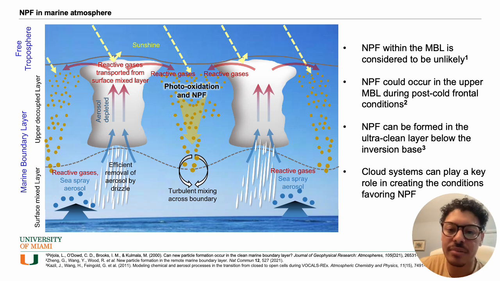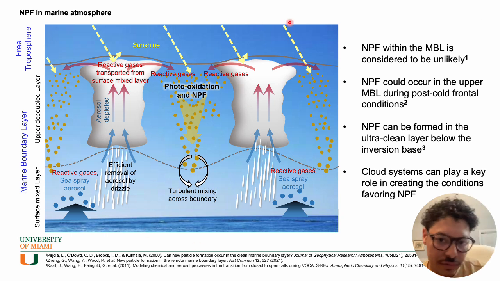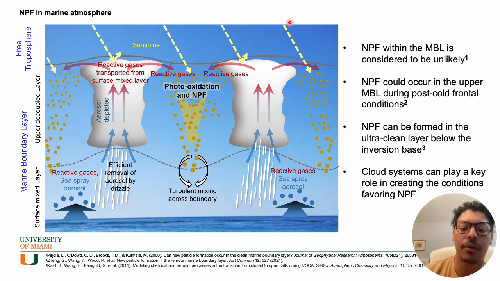Particle formation depends on high actinic fluxes to facilitate photochemical reactions. An open cell structure of clouds, also called pockets of open cells, shown here in the picture, can allow sunlight penetration, leading to the oxidation of sulfur compounds and the formation of new particles. However, although we see that cloud systems can play a role in creating conditions favoring new particle formation, it is unclear if this mechanism also applies to other marine atmospheres.